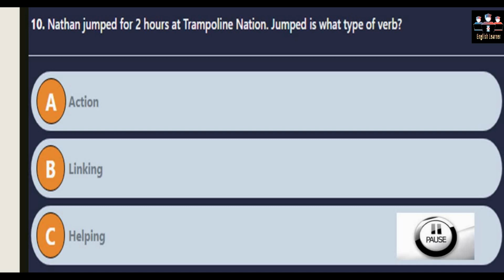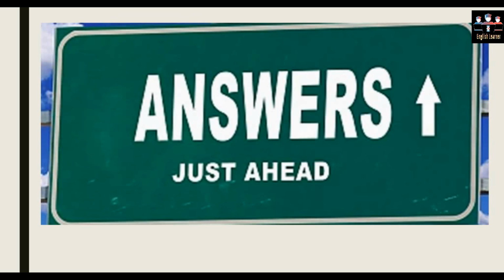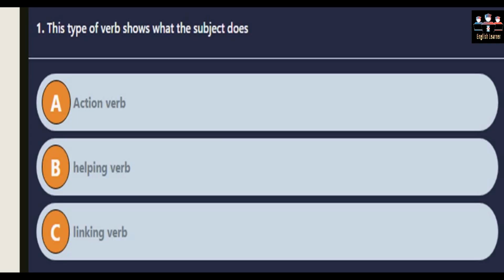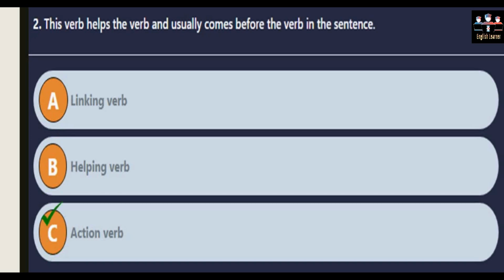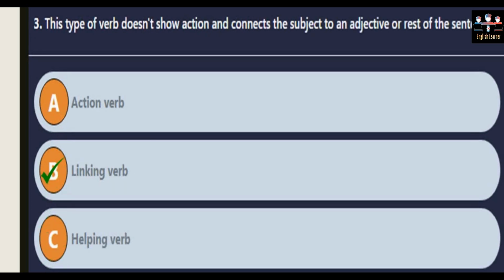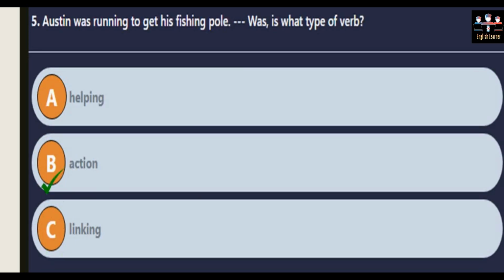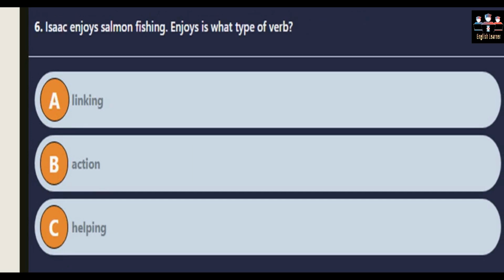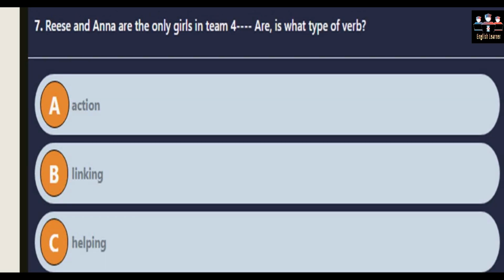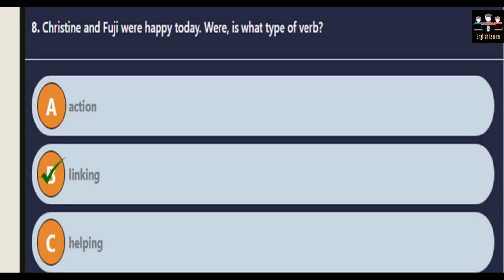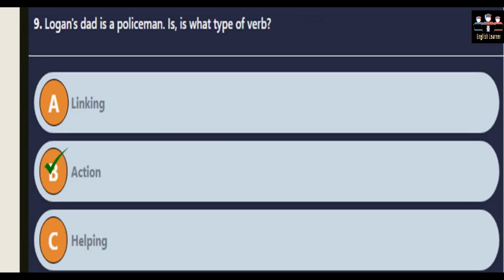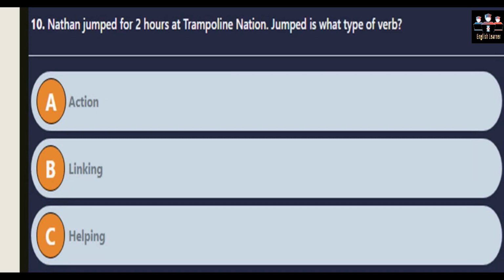I hope that you have marked. Let us see the correct options. Number 1 goes with option A. Number 2 goes with option B. Number 3 goes with option B. Number 4 goes with option A. Number 5 goes with option A. Number 6 goes with option B. Number 7 goes with option B. Number 8 goes with option B. Number 9 goes with option A. Number 10 goes with.